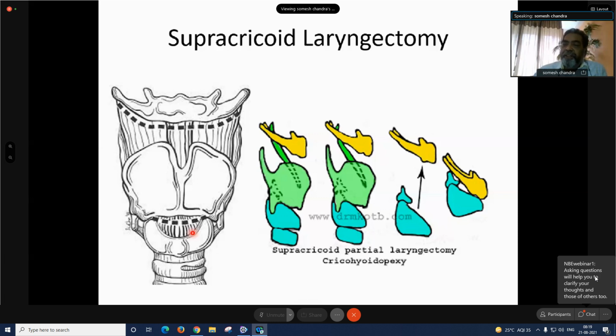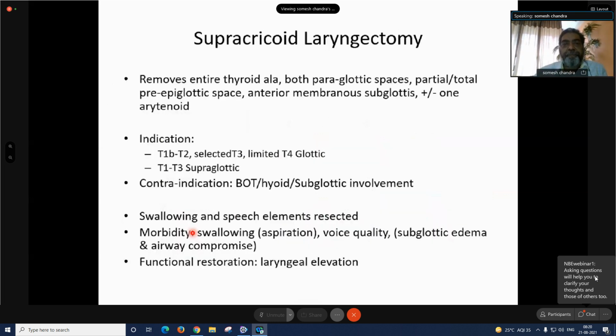Why do we need radiation? We need radiation because many of these patients could be having a lot of nodal disease. The primary itself is adequately dissected and doesn't need the addition of radiation, but nodal spread may need radiation, and these are the patients who may end up finally with a permanent tracheostomy.